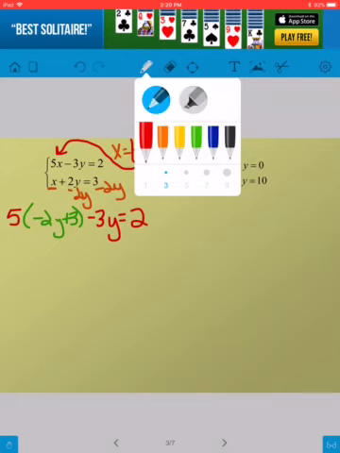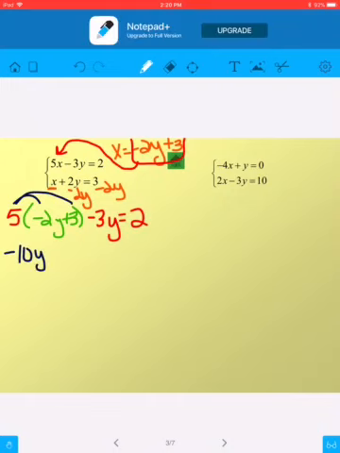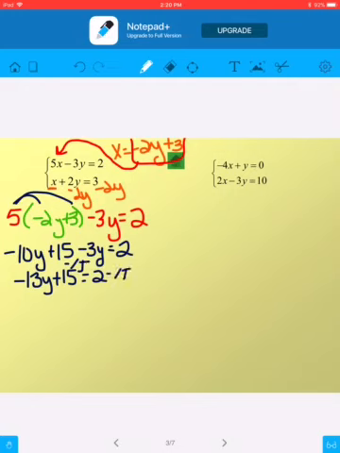My next step is I need to distribute. So my 5 needs to go to the negative 2y and to the 3. So I get negative 10y plus 15 minus 3y equals 2. I'm going to combine like terms, so I get negative 13y plus 15 equals 2. And I'm going to subtract 15, so I get negative 13y equals negative 13. Divide both sides by negative 13, so I get that y equals 1.